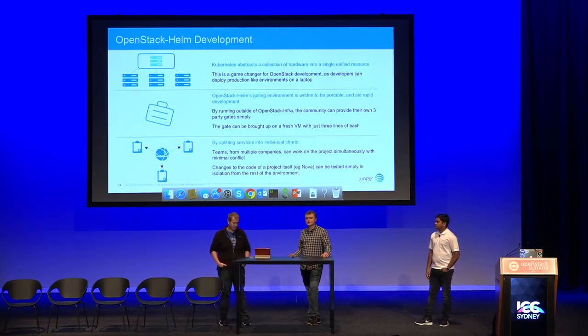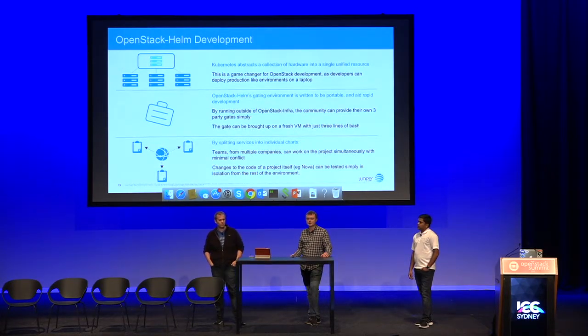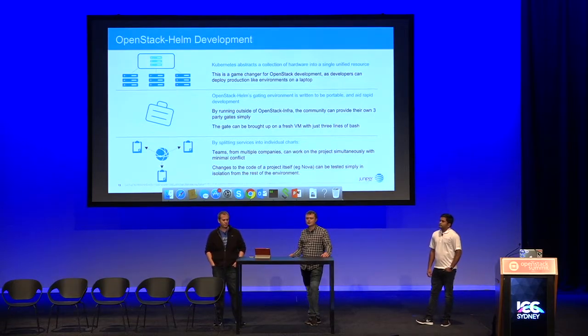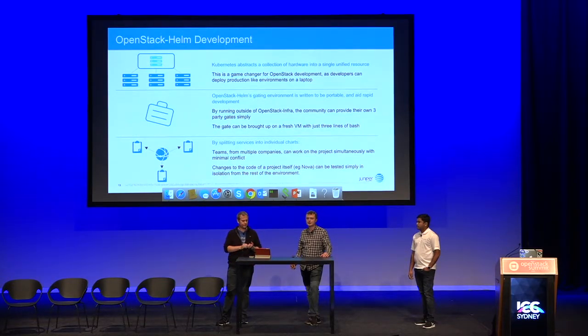Furthermore, this means that teams from multiple companies can work on the project simultaneously with minimal conflict, which is partly driven through having separate charts for each individual service. And as we change a part of our deployment code, say something like Nova, we can really simply test that in isolation from the rest of our environment, so that compared to a tool like DevStack, we can capitalize on having a production-like back end sitting behind things, which highlights some of the maturity that we're moving towards.